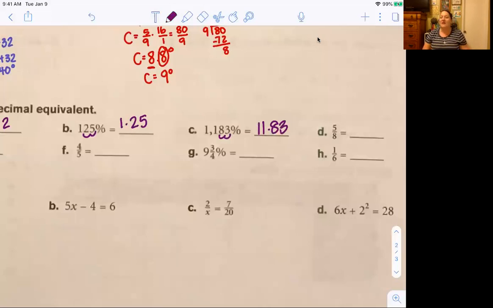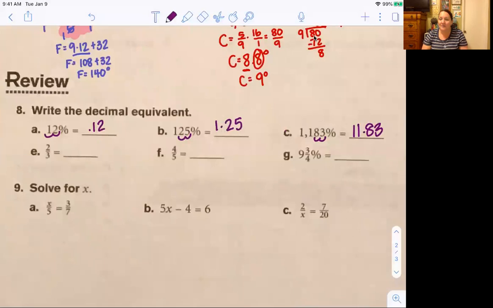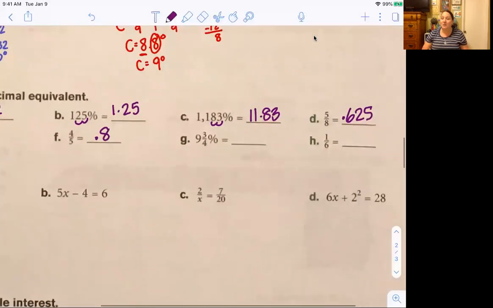Now let's look at D, 5/8. What is 5/8 as a decimal? Who remembers 5/8 as a decimal? 0.625. Good. 0.625. How about 2/3 as a decimal? What do you think? 6 repeating. How about 4/5? 0.8. And 9 3/4. Now this is a fractional percent to a decimal, right?